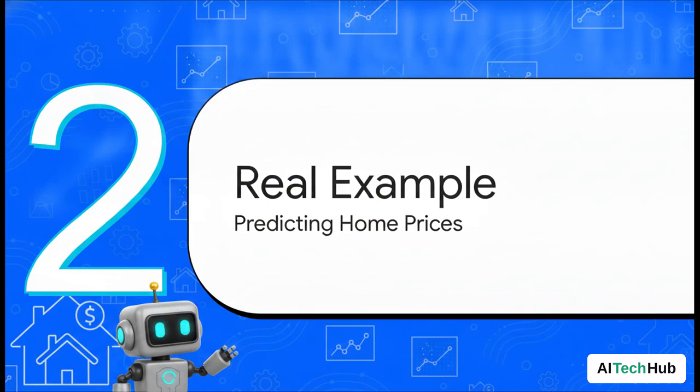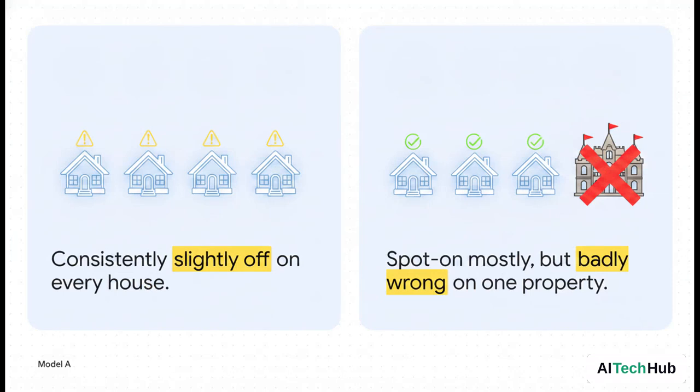Section 2. Real example. Predicting home sale prices. Let's actually see why picking the right metric from that tool belt matters so much. Imagine we're evaluating two different hypothetical models for a real estate firm.